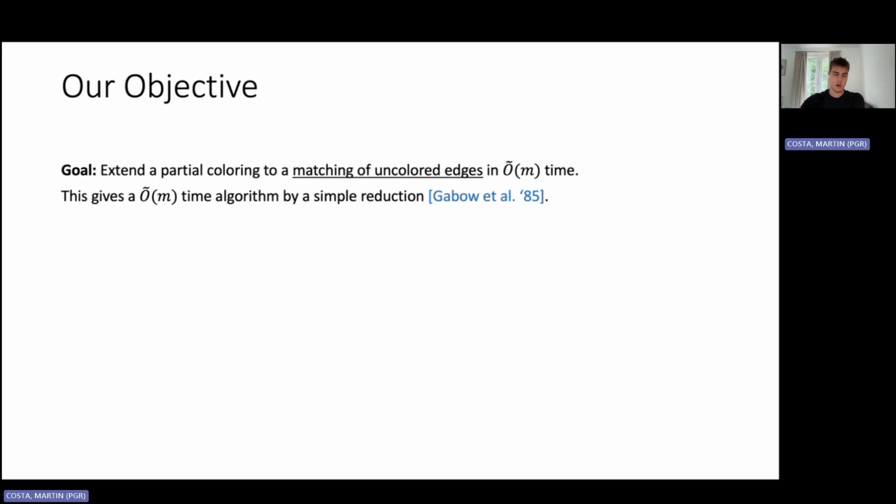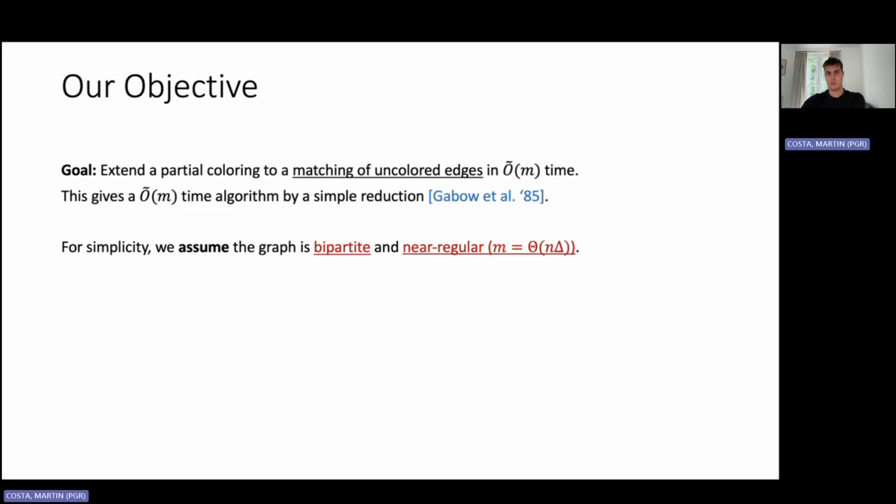So really the hardest part of edge coloring, in the static setting here, is just coloring the last few edges. And this really captures the complexity of the problem. So if we can perform this task, which is much easier to deal with from a technical perspective, in near linear time, we can compute the entire coloring in near linear time as well.